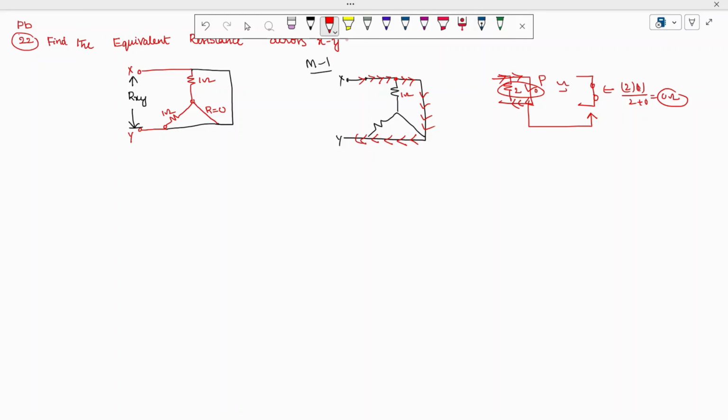So here, by method 1, the resistance across X and Y is 0. So this is by general meaning, and you can understand it better with an example.